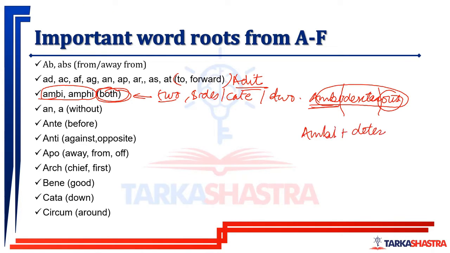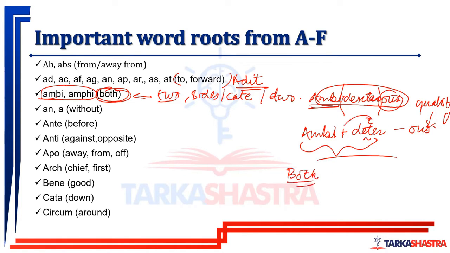Dexter is one word root, and OUS is the suffix. OUS gives the quality of being whatever comes before it, to whatever we are using this word for. MB means both. Now the word root for Dexter, Dex, means right, okay, as in right side.